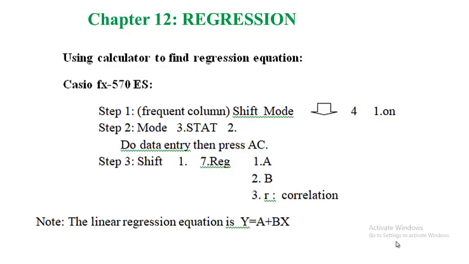So today I will help you to use a calculator to find the regression equation. First, one about Casio FX570EX. So we have steps 1, 2, 3, and then you practice to find correlation and linear regression equation. Remember that the equation is y equal a plus bx.